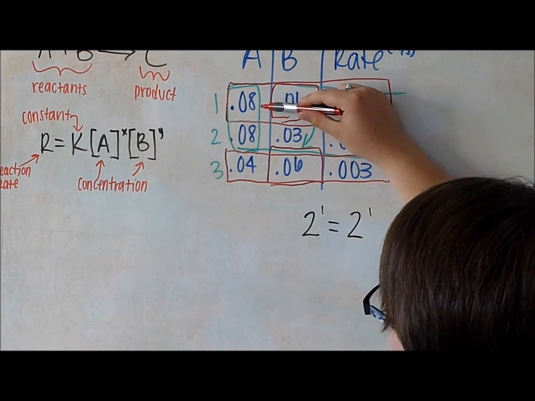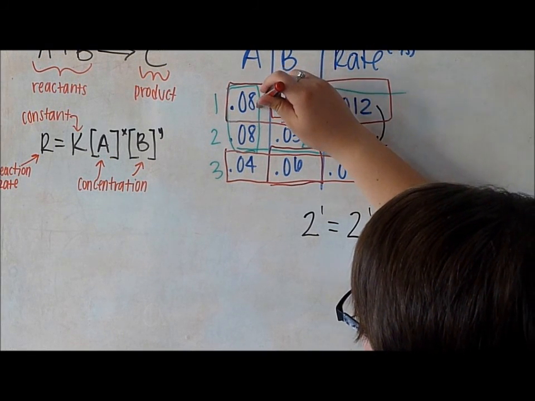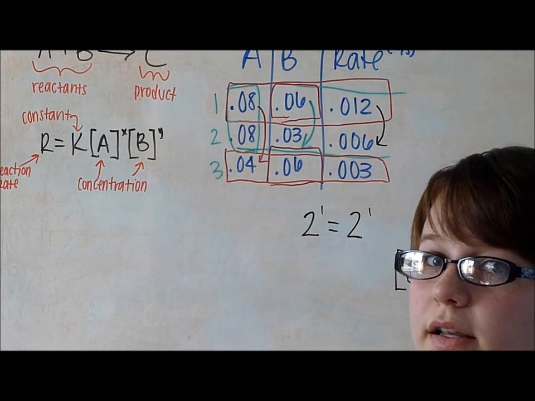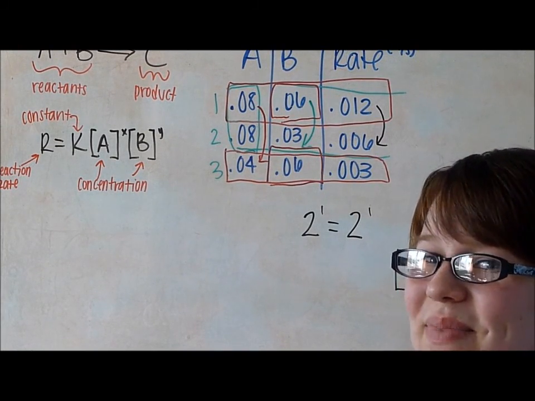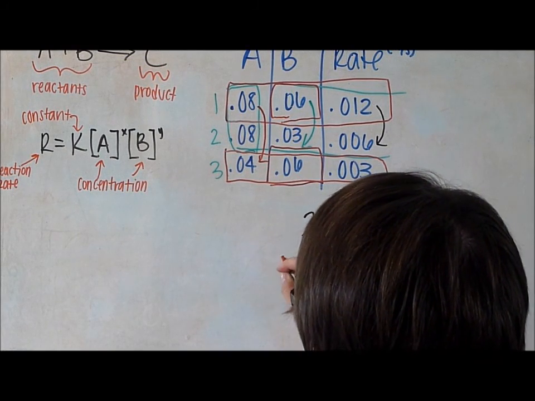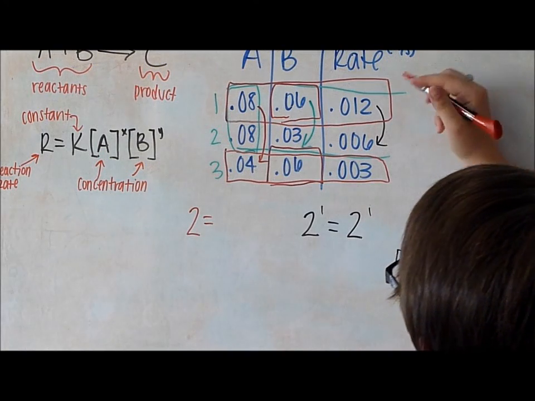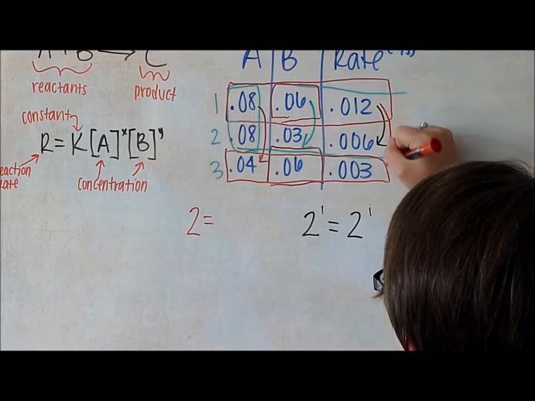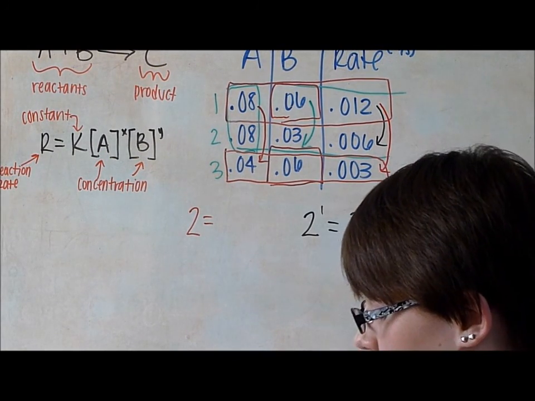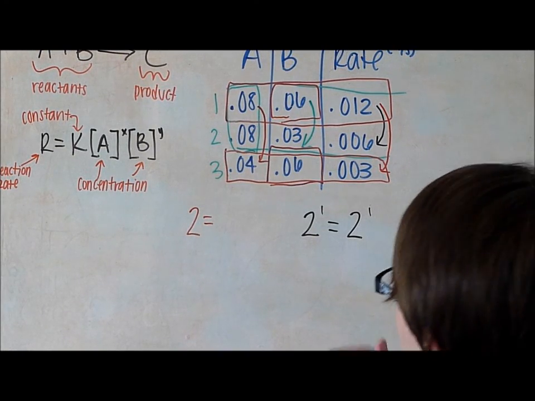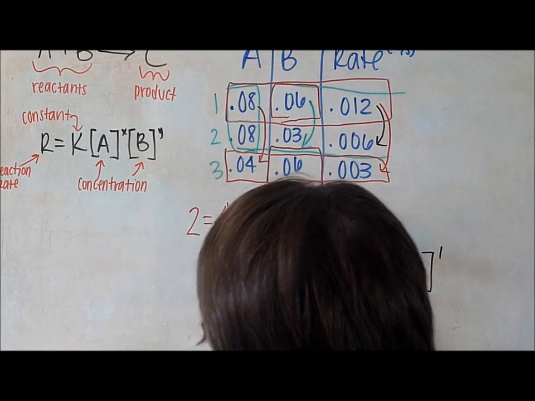A is 0.08 and it goes down to 0.04. That is also dividing by 2. So we'll save that here. But from here, 0.012 to 0.03, that is divided by 4. So we're going to put 4 here.